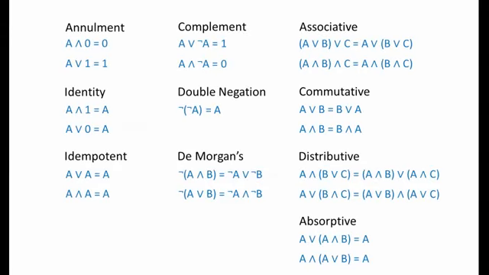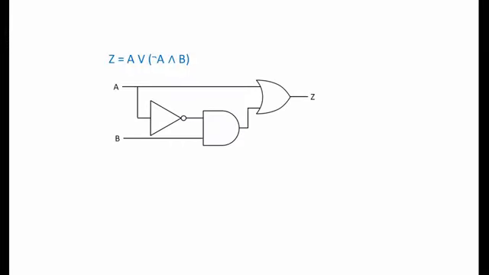Let's put these laws to use. Here's an expression with one OR operation, one NOT operation, and one AND operation. This is the combination of logic gates that it represents. It has one OR gate, one NOT gate, and one AND gate, as you'd expect. Our objective is to simplify the expression, minimizing the number of operations involved. There's nothing obvious that can be eliminated immediately. So let's expand the brackets according to the distributive law and see where it takes us.